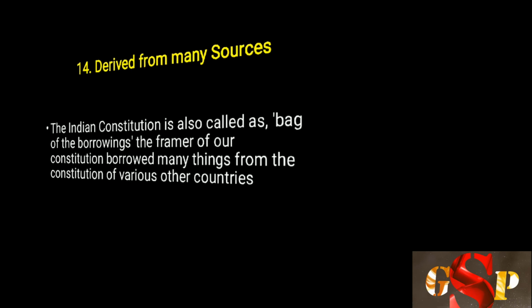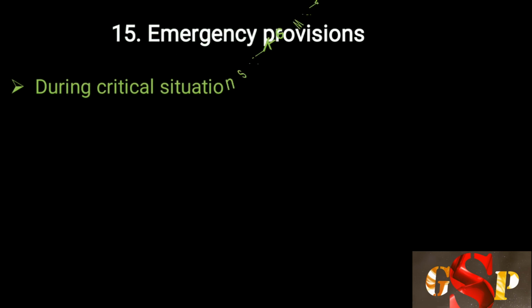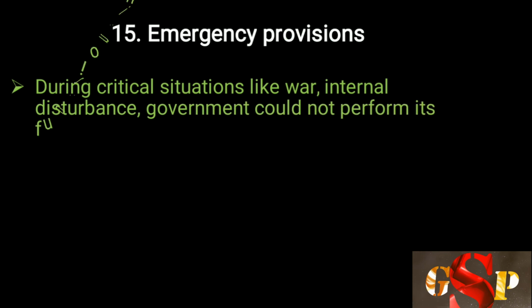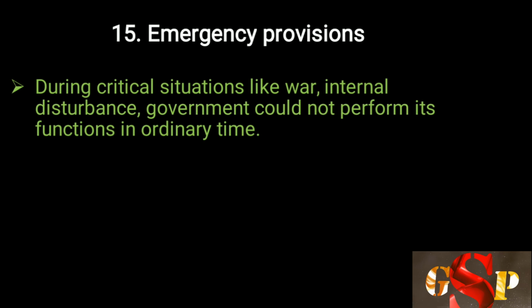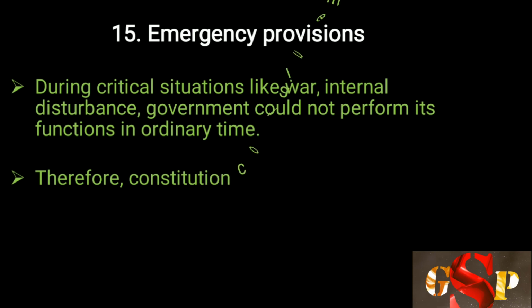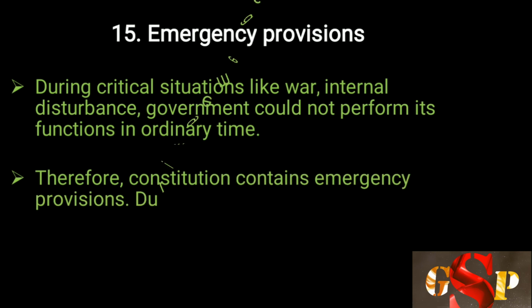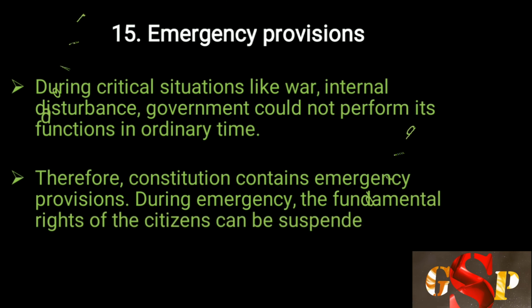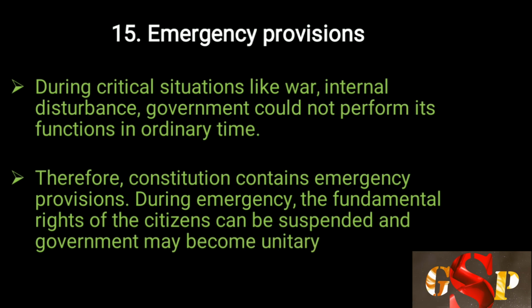Now next, emergency provisions. There are three kinds of emergencies. That is, the central government and state government impose emergencies during critical situations like war or internal disturbance, when the government could not perform its function in ordinary times. We will see this in detail when we discuss the topic of emergency provisions, because the word internal disturbance has been amended. Therefore, the Constitution contains emergency provisions. During an emergency, the fundamental rights of the citizens can be suspended and the government can become unitary.